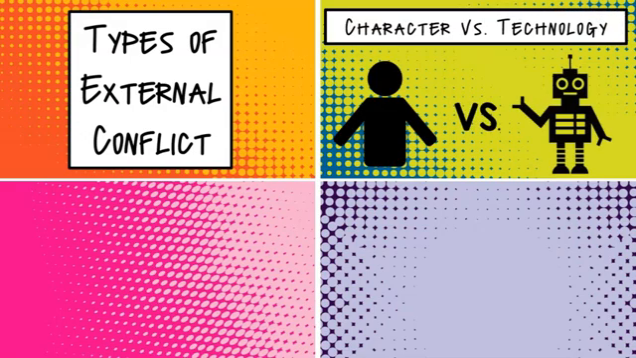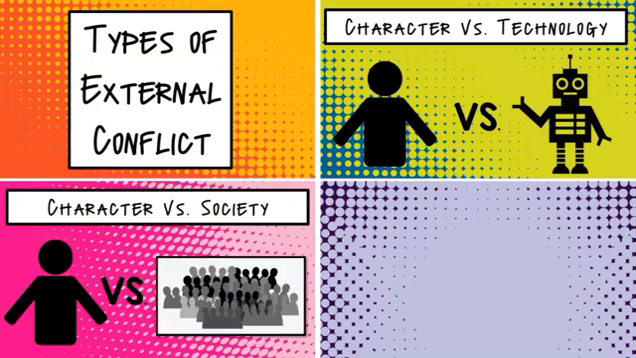Character versus technology. For example, in The City of Ember, the main characters must find their way out of Ember before the generator, the technology that powers the city, dies and the city falls into darkness. Character versus society. For example, in The Giver by Lois Lowry, the main character, Jonas, rebels against a society that doesn't value individualism.